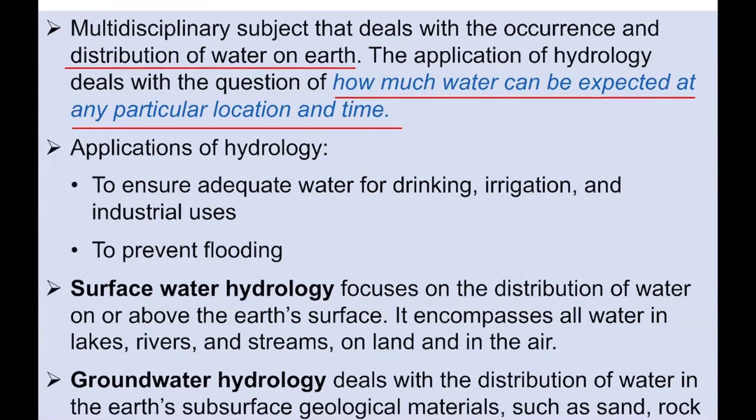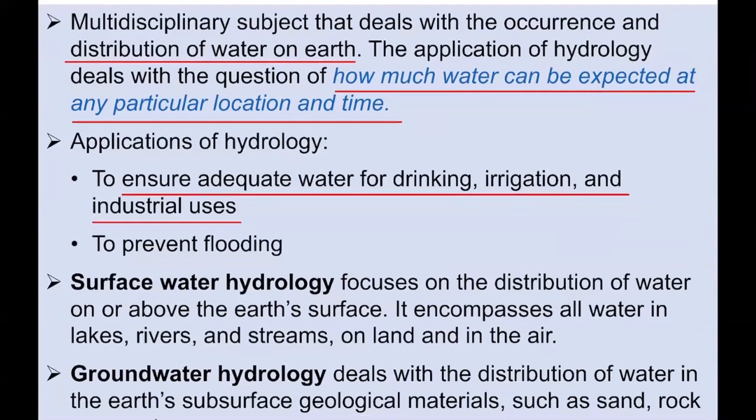All right. So the application of the hydrology is mainly about two sides, right? One side is to ensure adequate water for drinking, irrigation, and industrial uses. This is for the water treatment, right? And then also to prevent flooding. And a lot of these are associated with wastewater treatment.